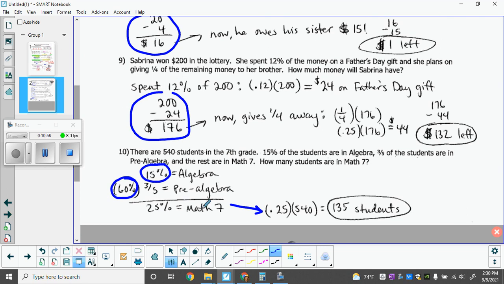But for this type of problem, it's a lot like what you guys already know. You're just working with 15% algebra, 60% pre-algebra. So 25% must be what's added up total to get to 100% of the students in 7th grade. And again, that's just another method right there.